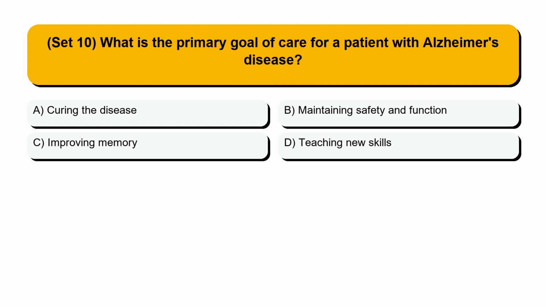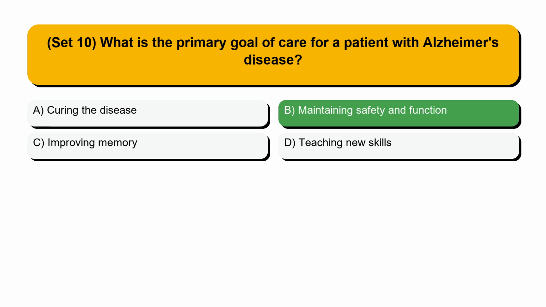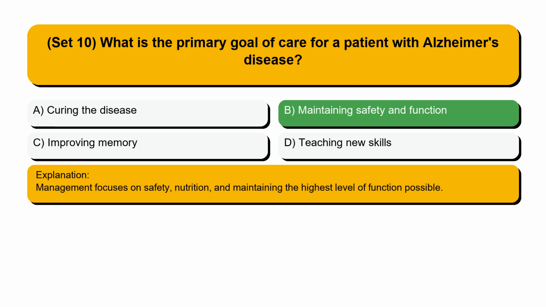Question 10. Set 10. What is the primary goal of care for a patient with Alzheimer's disease? Option A. Curing the disease. Option B. Maintaining safety and function. Option C. Improving memory. Option D. Teaching new skills. The correct answer is option B. Maintaining safety and function. Management focuses on safety, nutrition, and maintaining the highest level of function possible.